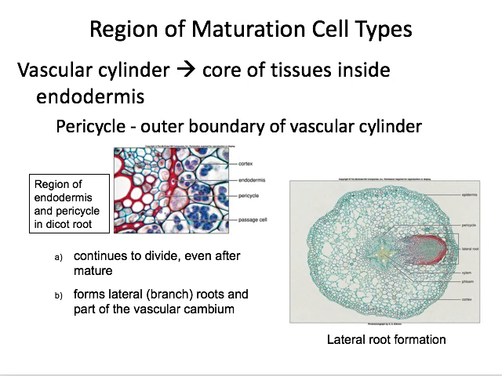The pericycle is very important because it retains some meristematic qualities. That is to say, it continues to divide even after mature, which can allow for the formation of things such as branch roots, which are lateral roots that grow out from the pericycle and push their way out into the cortex and eventually through the epidermis.